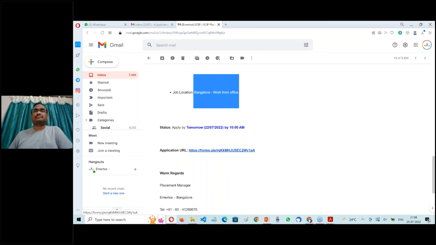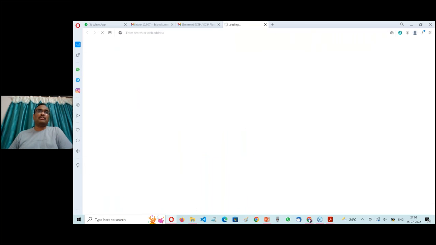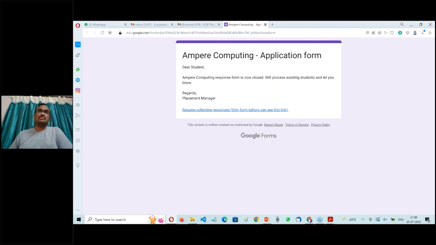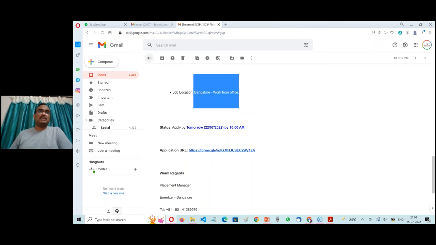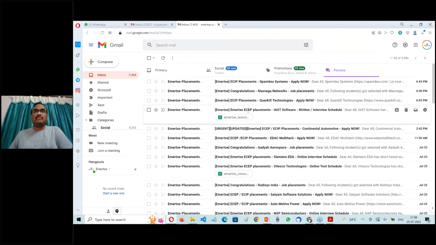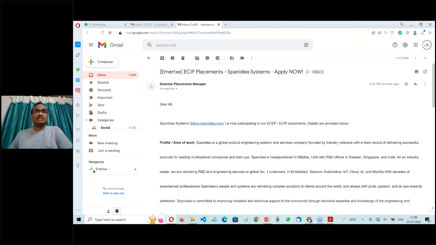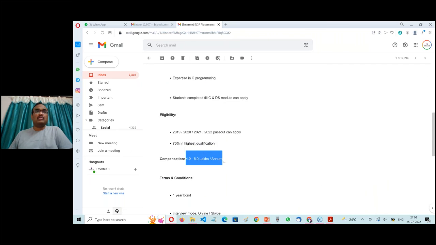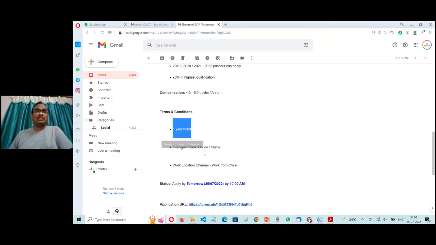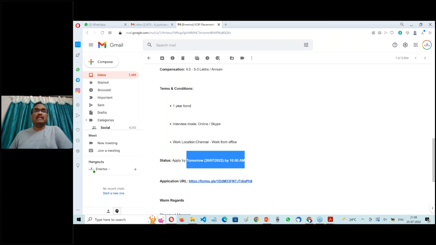Now this would have got closed because the 22nd was the last day to apply. Let me take an example of a recent application which is open, for example, Span Idea Systems. You can see the salary here. They have a 1 year bond. You can see the interview mode, etc. Tomorrow is the date, so this will be open. Let us click this. It's a very simple process.